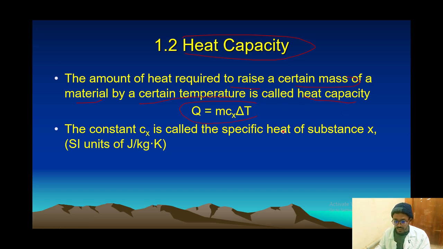So we can calculate this: Q equals m Cx change in T. This one is mass, this one is change in temperature. This Cx means specific heat of a substance, and its SI unit is joule per kilogram per Kelvin. So this one equals the specific heat of a substance, which is the amount of heat required to raise a certain mass of a material by a certain temperature. I want you to bear this in your mind.